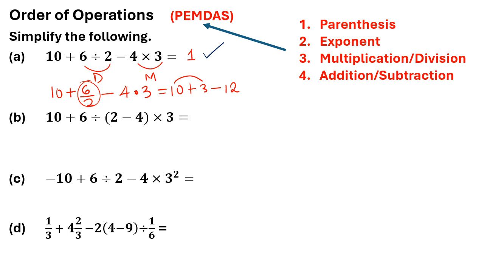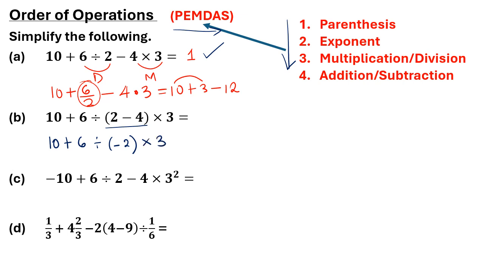So for the second problem here, we have addition, division, parentheses, and we have multiplication. And then we know that in the parentheses we have subtraction. But since we're supposed to begin with parentheses, following the order from left to right, or from number 1 to 4, we will begin by subtracting 2 and 4. All right, so we're going to repeat everything else. That'll be 10 plus 6 divided by, so we have 2 minus 4 is negative 2. Then we have times 3.